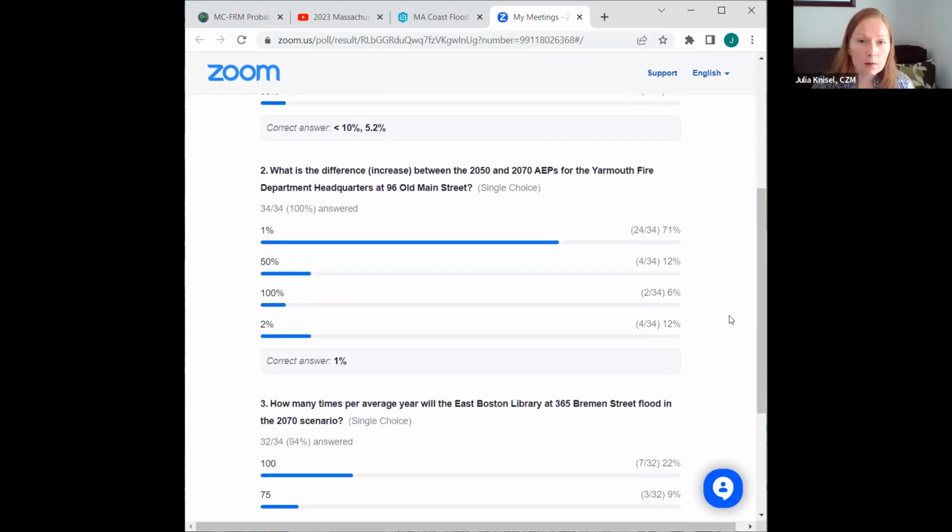And then for the second question, we wanted you to look at the change between the 2050 and 2070 scenarios for the Yarmouth Fire Department headquarters. So it went from 1% to 2%. So the difference is 1% there. The majority of you did answer that correctly.